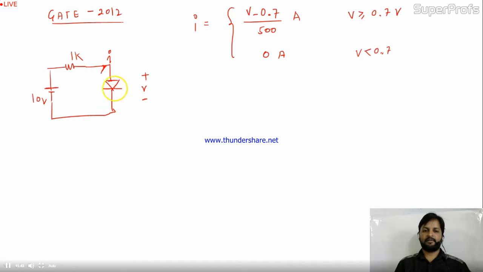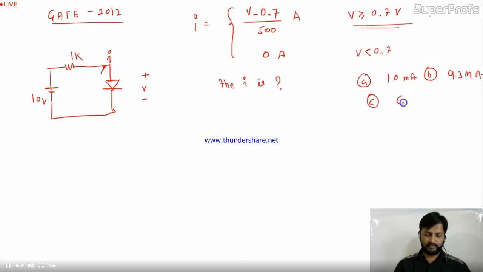This is the particular diode. They are saying I will be (V minus 0.7) divided by 500 ampere when V is greater than 0.7 volt. Okay, fine. Now what they are asking: the current I is. The options are given. Option A is 10 milliampere. Option B is 9.3 milliampere. Option C is 6.6 milliampere, and the last one is 6.2 milliampere.